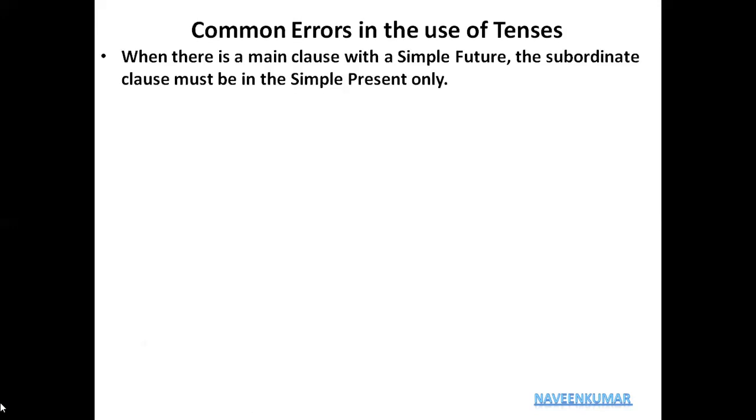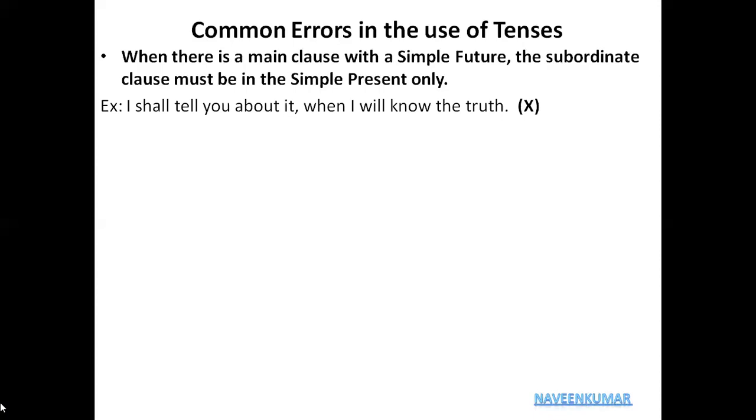Next, when there is a main clause with a simple future, the subordinate clause must be in the simple present only. Okay. So whenever you come across certain sentences with a main clause and subordinate clause, if the main clause is in simple future, the subordinate clause always has to be in simple present tense, not in simple future. Okay, let's see. I shall tell you about it when I will know the truth.